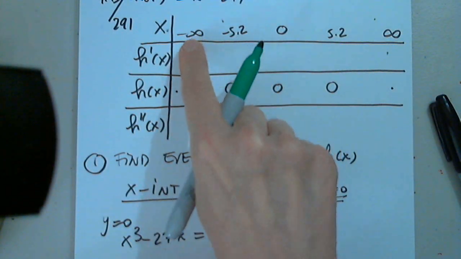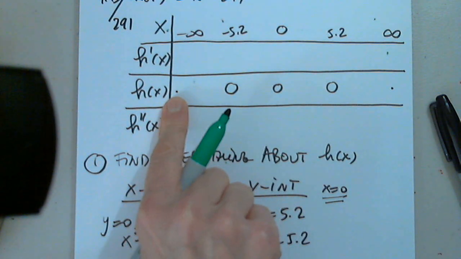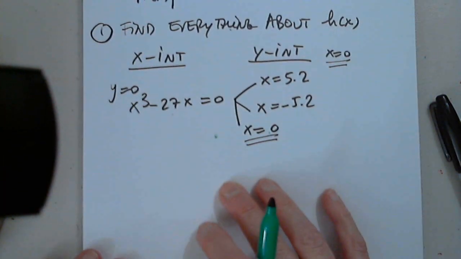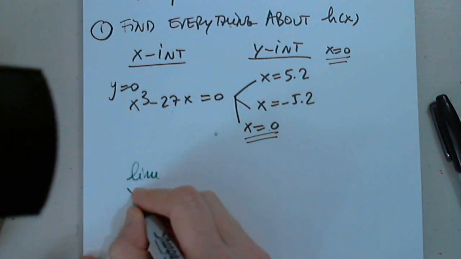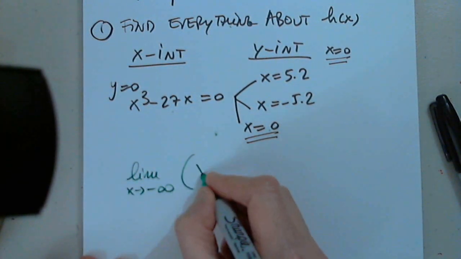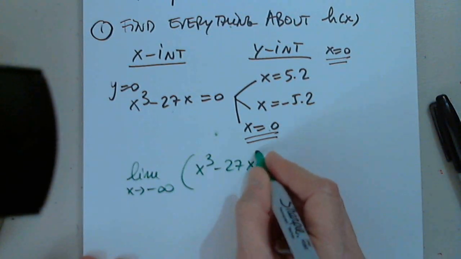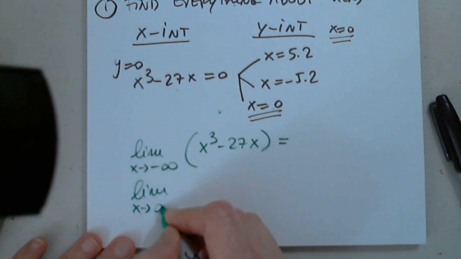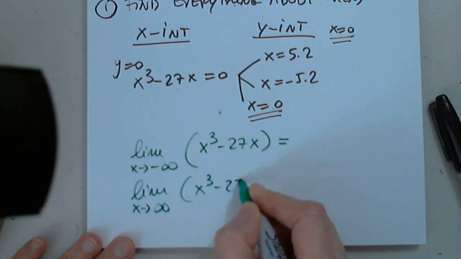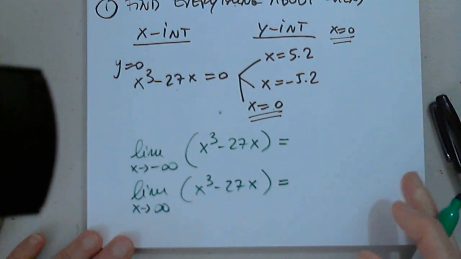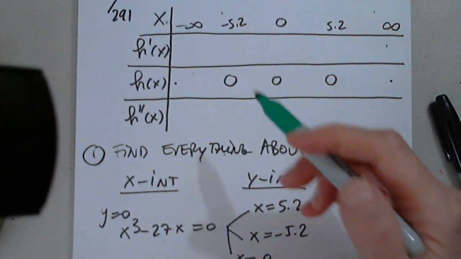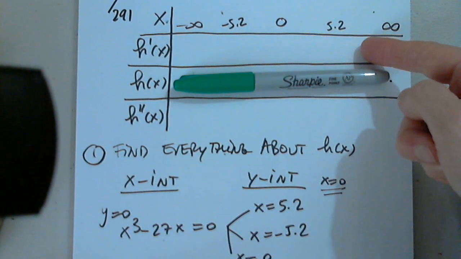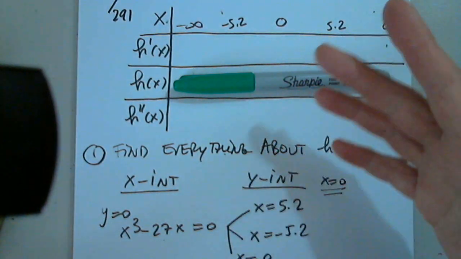When x approaches negative infinity, the tendency of h of x, and when x approaches infinity, the tendency of h of x. So the limit as x approaches negative infinity of x cubed minus 27x, and the limit as x approaches infinity of x cubed minus 27x. And then we are done with the function. Only then I can continue with the first derivative and then the second derivative, with everything I can find.